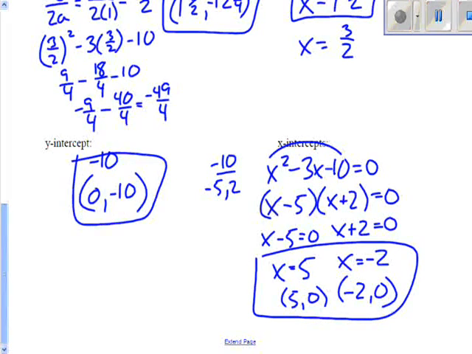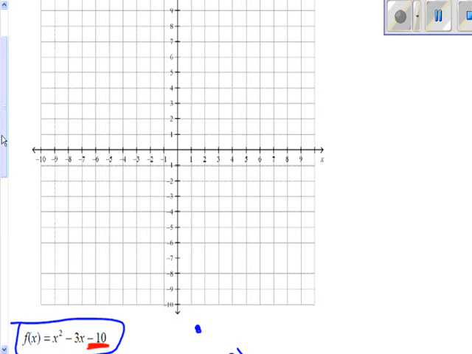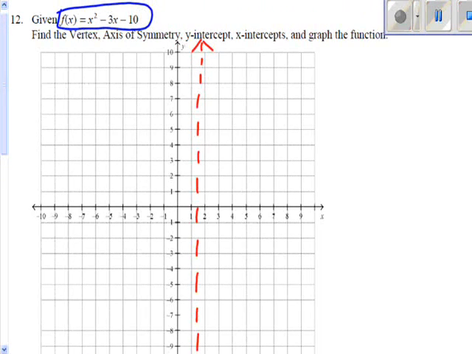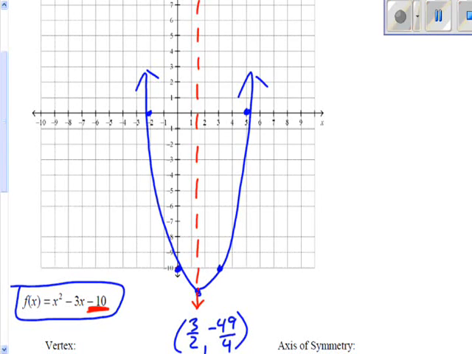And now I just have to go up and graph all this stuff. The vertex was 1.5, negative 12 and 1/4, which is right about here. Okay, it's off my graph a little bit, but that's okay. The axis of symmetry is the dotted line that goes right down through my vertex, and that's why it's x equals, because it's the equation of a vertical line. The y-intercept is negative 10, which I can then reflect using my axis of symmetry. The x-intercepts were a negative 2 and a positive 5, and now that's enough information to graph. And that's it. I hope this was helpful, and good luck on your test tomorrow.